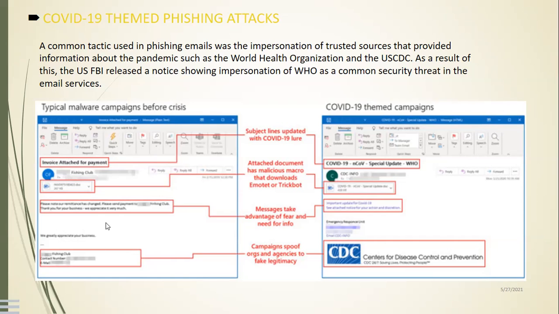The left one would be for the pre-COVID, and on the right you notice that, boom, CDC, this is coming from the Centers for Disease Control and Prevention, COVID-19. So you are likely to believe it because it seems legitimate. You click a link and boom, they got you before you can confirm if it's true or not, because you're curious. Curiosity killed the cat. You click on the link and you've been baited, you've been caught.